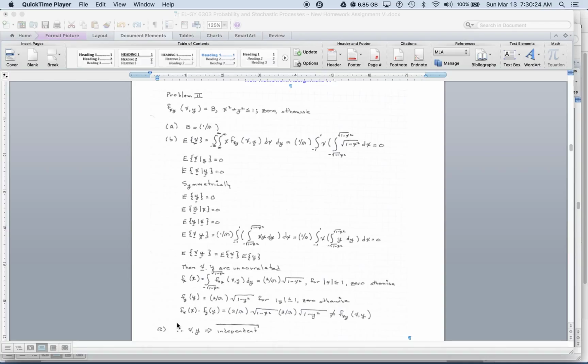Then f of x, y is not equal to f sub x of x times f sub y of y. You can see that the computations do not justify their independence. They are not equal. So correspondingly, x and y are not independent.